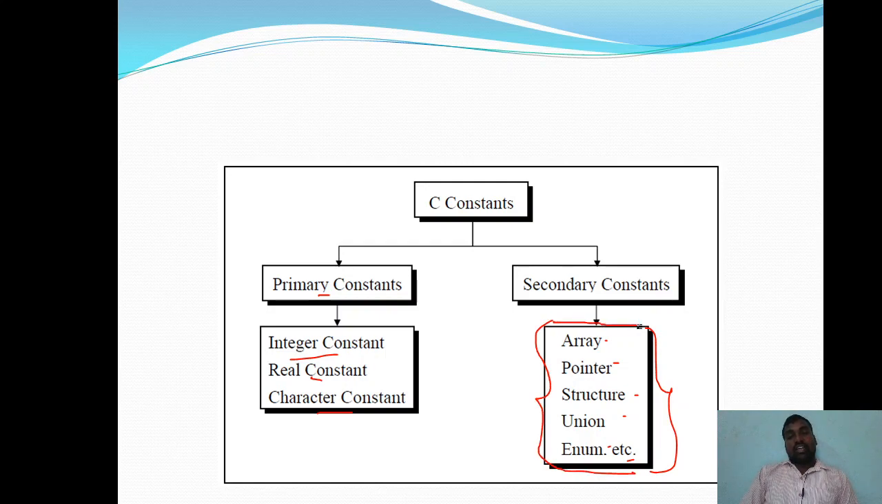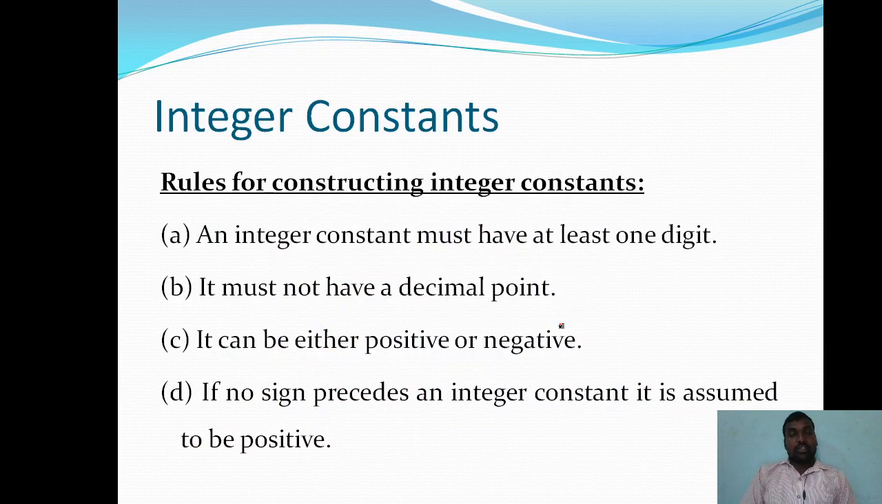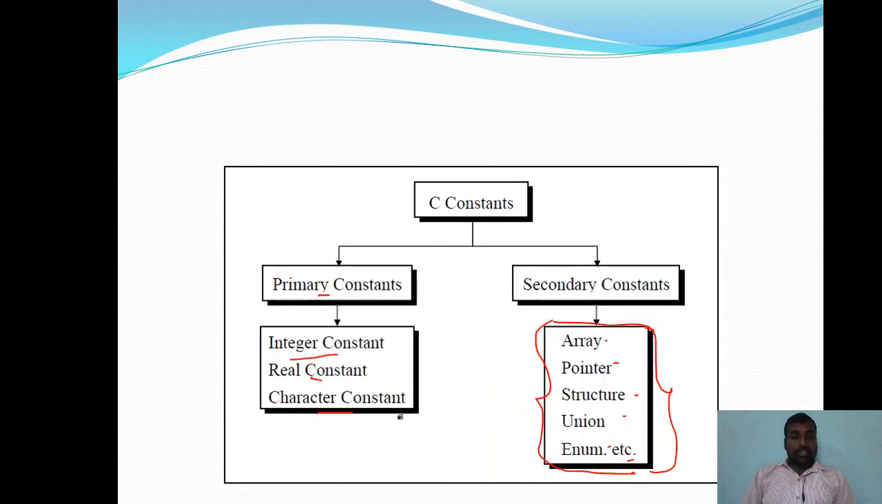Based on the number of constants a language supports, that many data types are available in any programming language. So if it has a rich set of constants, rich categories of constants, it has that many data types. Now let us discuss the individual constant types.